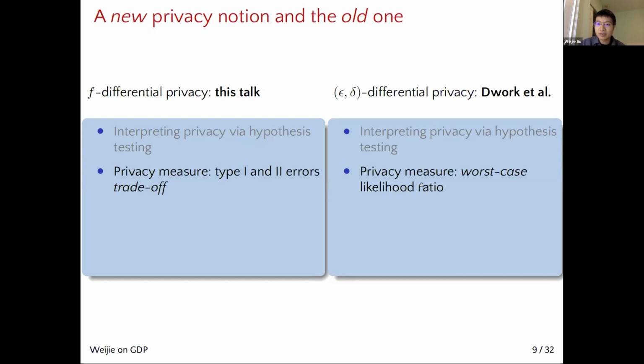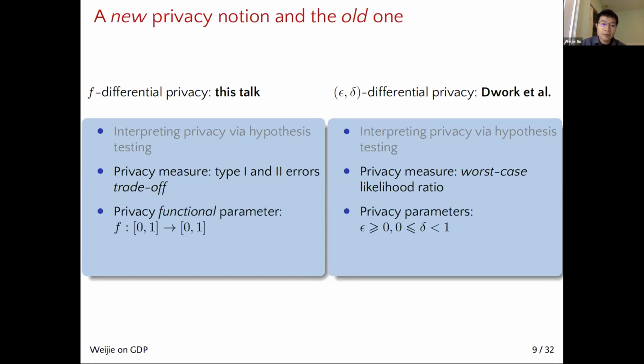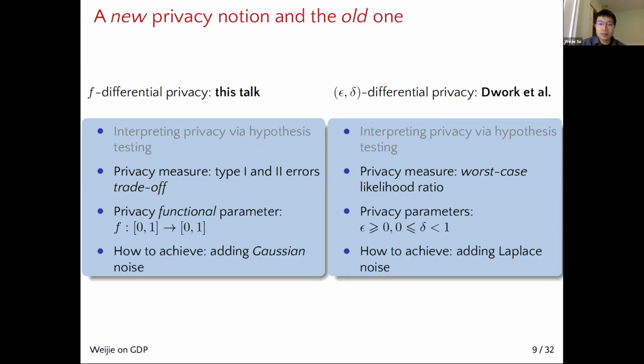In epsilon-delta, they use the worst-case likelihood ratio. We use a function f mapping from [0,1] to [0,1] to characterize the type 1 and type 2 errors, so this is our parameter. In epsilon-delta, there are only 2 parameters, 2 numbers, to measure the worst-case likelihood ratio. The typical way for us to achieve f-differential privacy is to add Gaussian noise, whereas in epsilon-delta it's usually Laplace noise. So this is a very early preview of f-DP.